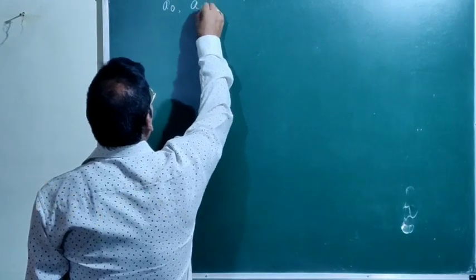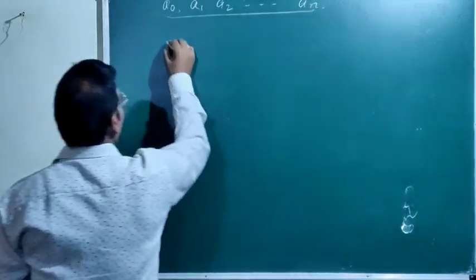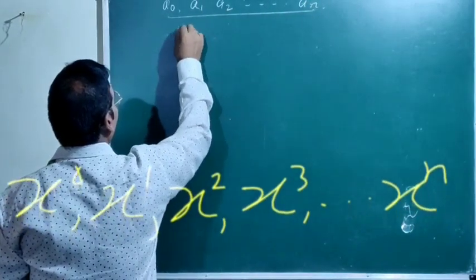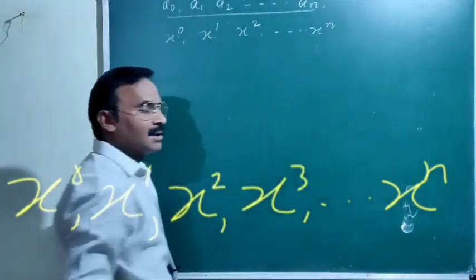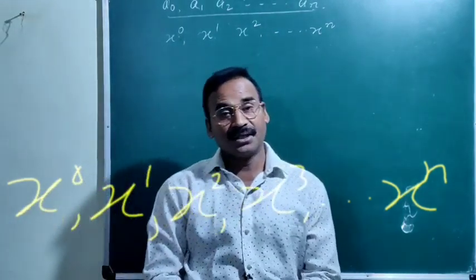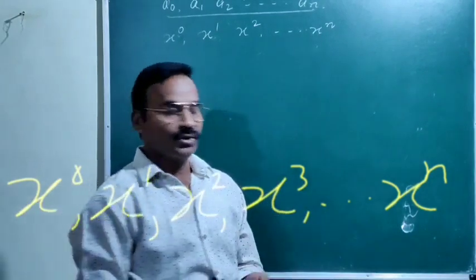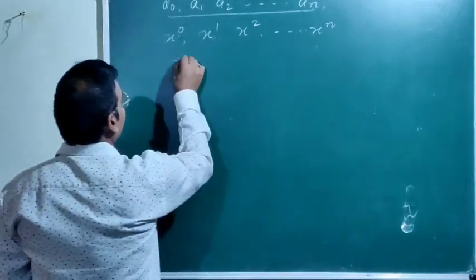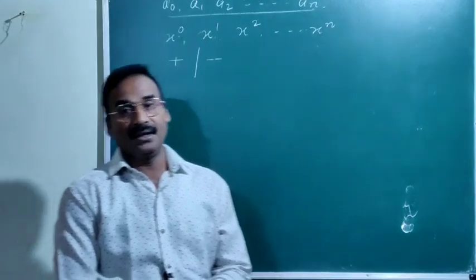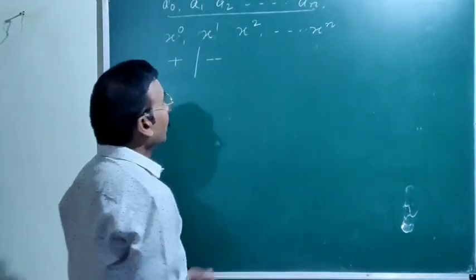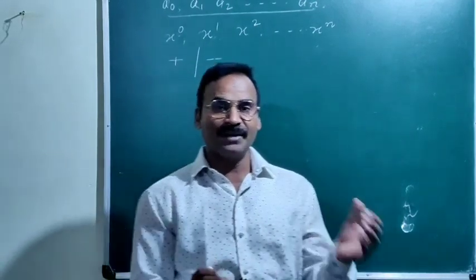If a0, a1, a2 and so on an, these are the constants. x to the power 0, x to the power 1, x to the power 2 and so on x to the power n, these are the variables with consecutive power. And there are two operations we are going to use, either plus or minus or both. Now we combine all things in the proper manner.